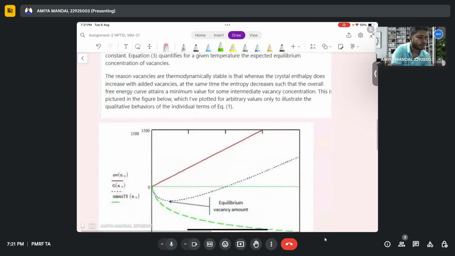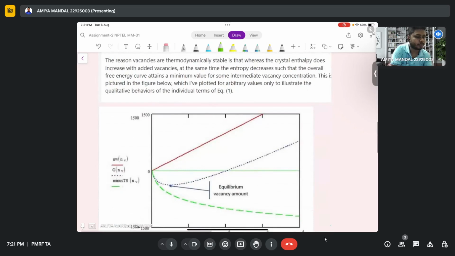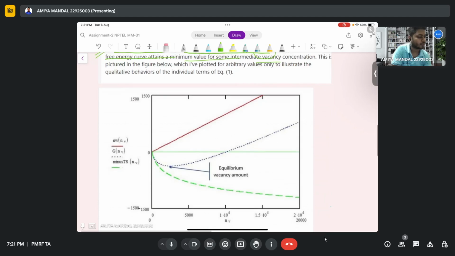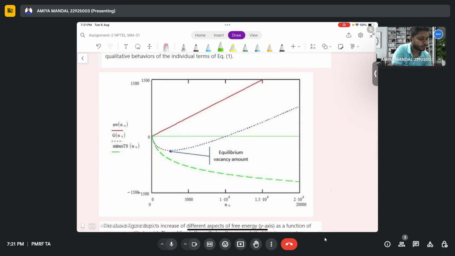This is the most important line. The reason vacancies are thermodynamically stable is that whereas the crystal enthalpy does increase with added vacancies, at the same time the entropy increases such that the overall free energy curve attains a minimum value. You can see this is the free energy curve, that is the G curve, plotted here against vacancy number.